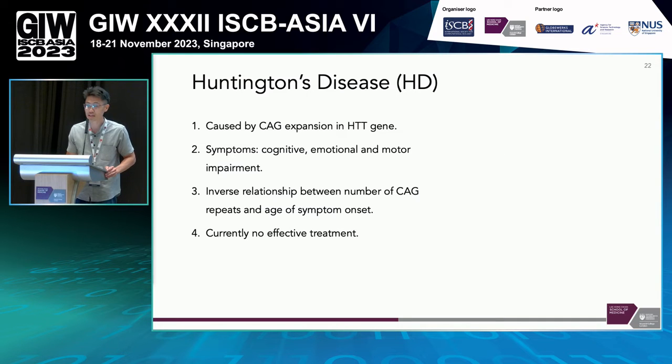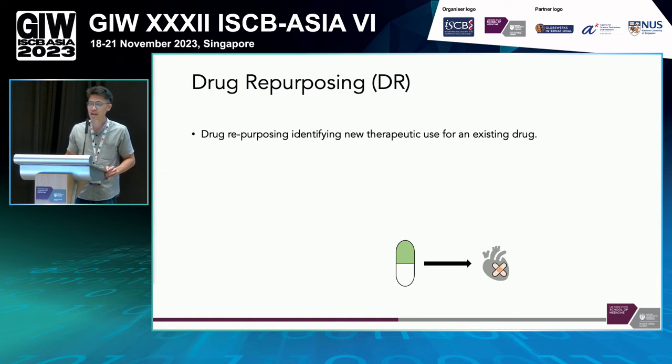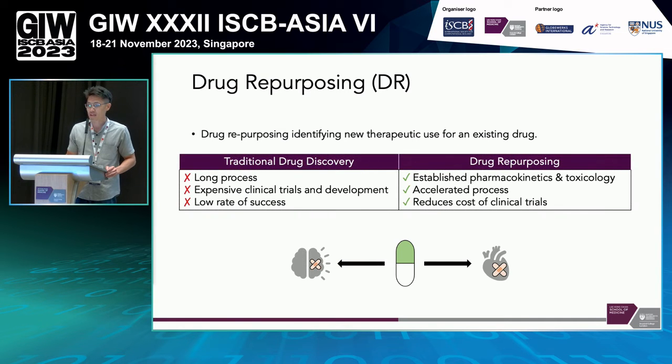Due to the poor understanding of the disease mechanism, there are currently no effective treatments for Huntington's disease. As such, my research aims to use computational methods to identify repurposable drugs for Huntington's disease. The idea behind drug repurposing is to identify a new therapeutic use for an existing drug. The advantage is that the pharmacokinetics and toxicology of the candidate drugs are already established, and this accelerates the process of drug development and reduces cost.